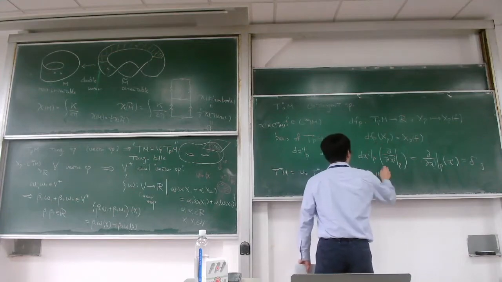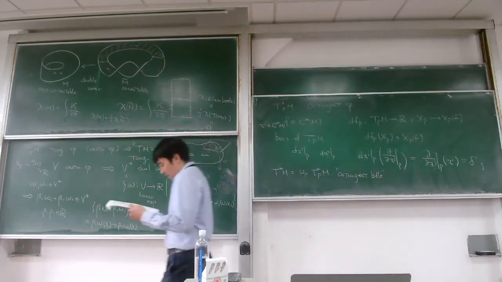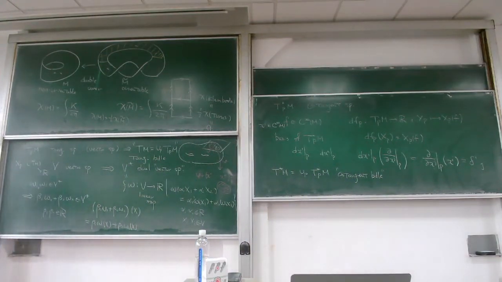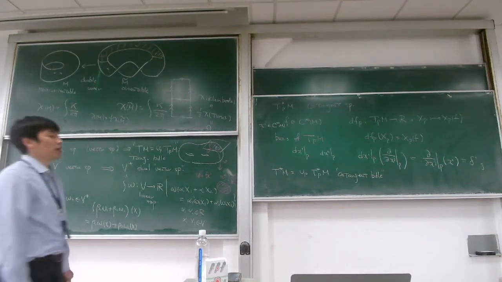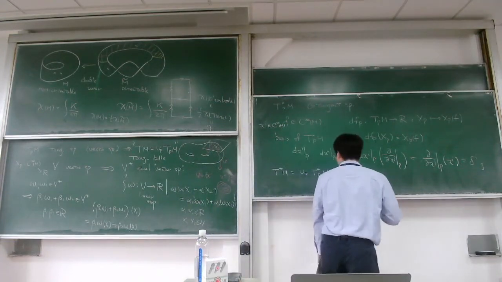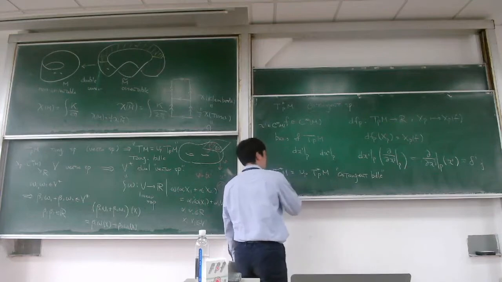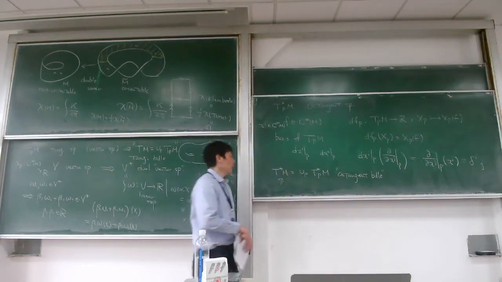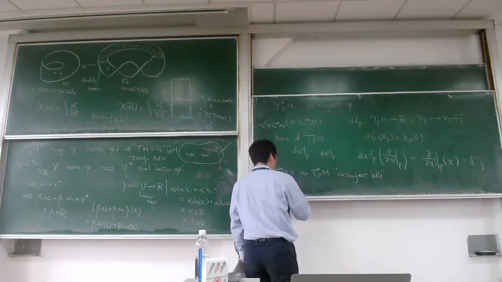So this is called the cotangent bundle. It's a dual vector bundle, as we learned last time, and I'm not going to go into detail. This is itself a space you can introduce some topology on, and it can be understood as a manifold.